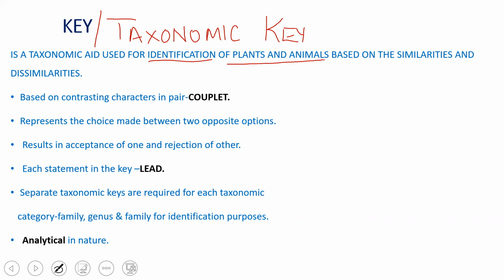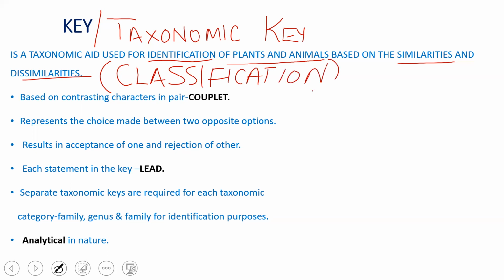So the taxonomic key is used as a taxonomic aid for identification of plant and animal species or specimens based on the similarities and dissimilarities. This plays a very important role in the process of classification.